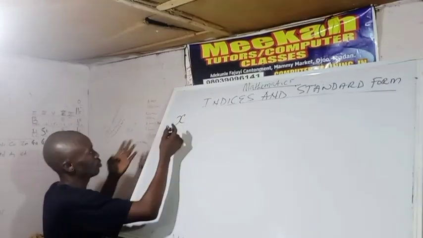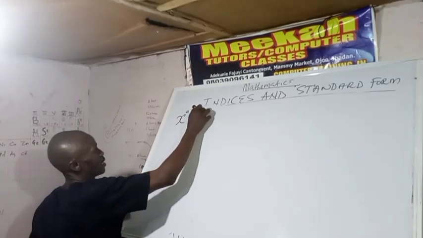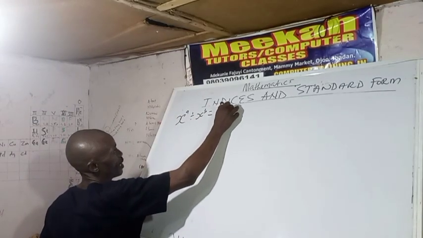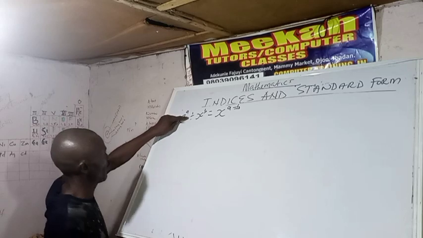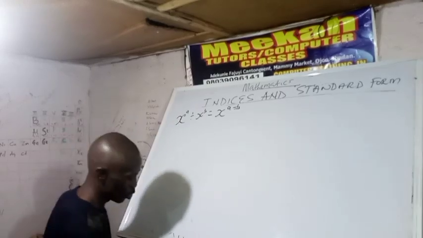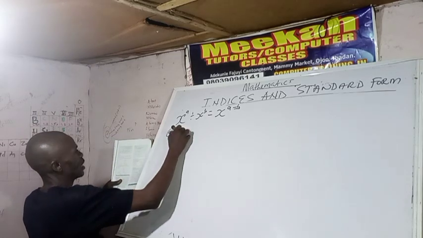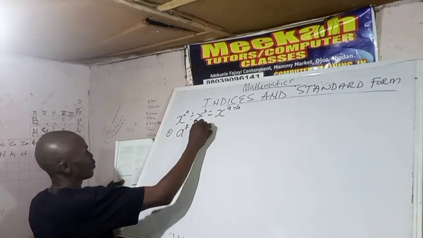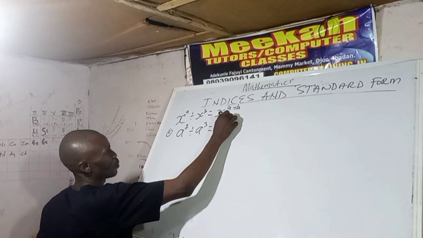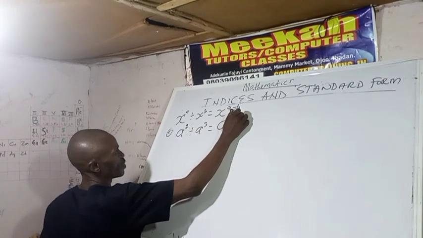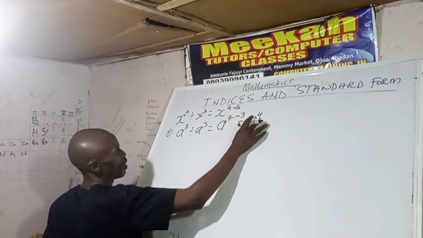Now we move to law 2. We say s raised to power a divided by s raised to power b equals s raised to power a minus b. Whenever you see division, what do you do? You minus. Let's see a question. If you have a raised to power 7 divided by a raised to power 3, this becomes a raised to power 7, division becomes minus 3, a raised to power 4.